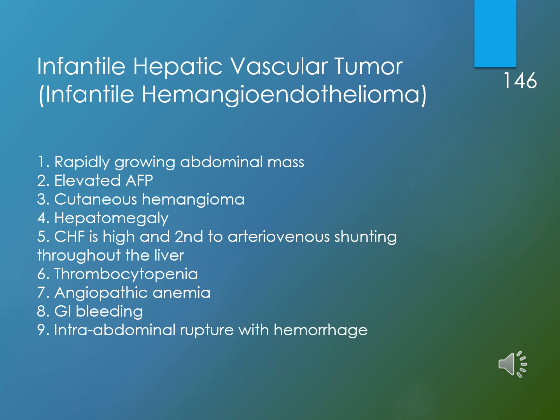It has a cutaneous hemangioma. There's hepatomegaly associated. Congestive heart failure is high, secondary to arteriovenous shunting throughout the liver. There's thrombocytopenia, microangiopathic anemia, GI bleeding, and intra-abdominal rupture with hemorrhage. There's a lot going on with blood.